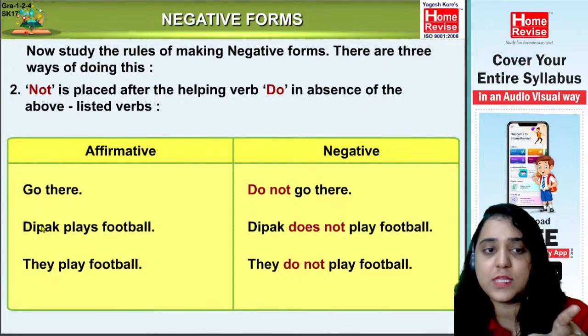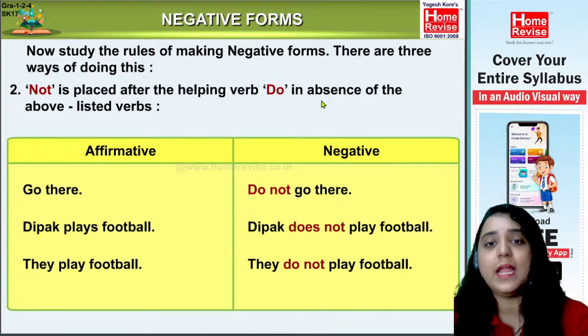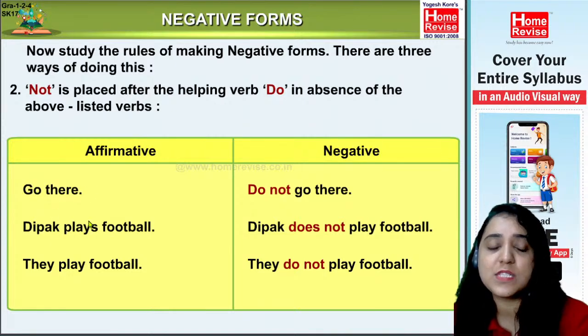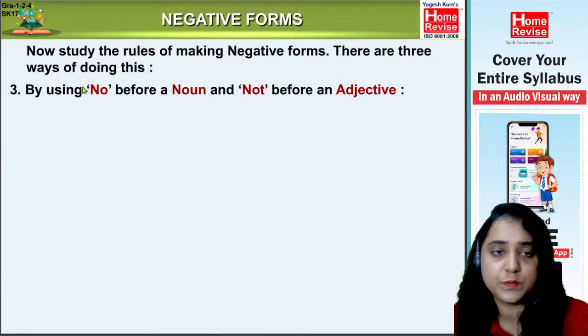You can't see is, you can't see are, you can't see am. So these above listed verbs are not here, therefore we are using do in the absence of the above listed verbs. So "go there" becomes "do not go there." "Deepak plays football" becomes "Deepak does not play football," and "they play football" becomes "they do not play football." Okay?